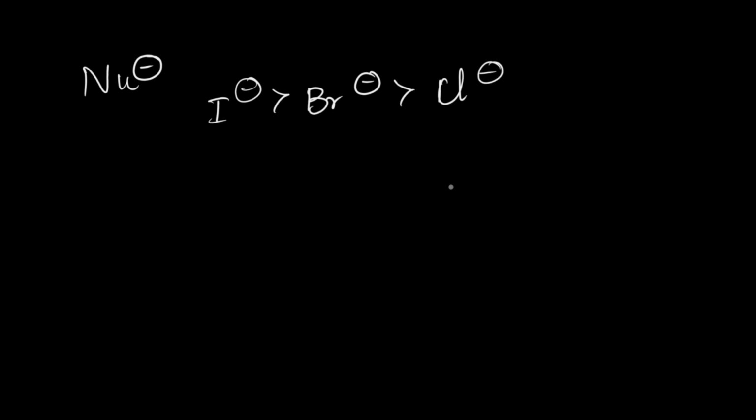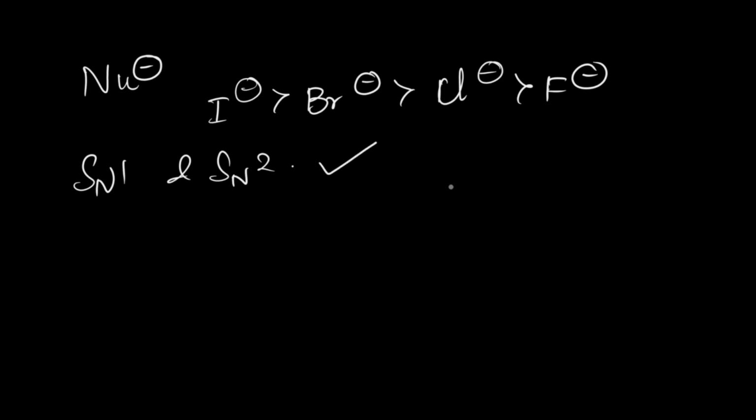If I am talking about nucleophilicity, because halogens are rich in electrons, the order follows as I is more, then comes Br, then comes chlorine, then finally fluorine. This is the order of nucleophilicity, and we know the SN1 and SN2 reaction mechanisms already. You can find that in the types of reaction video.